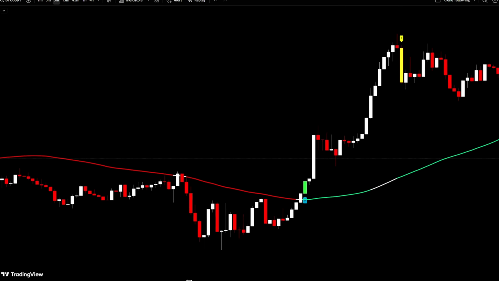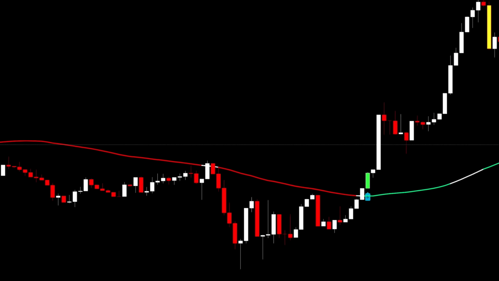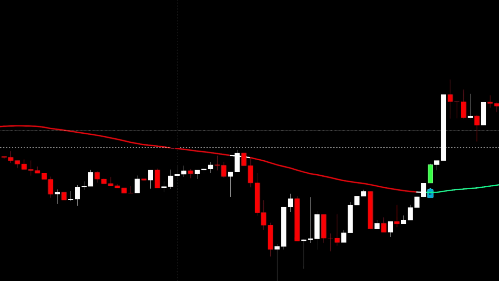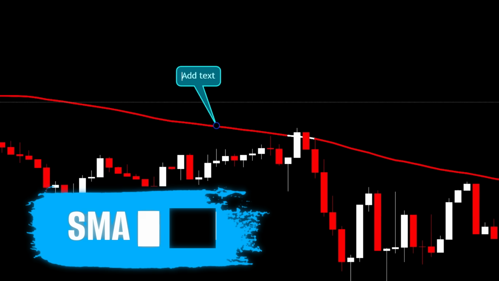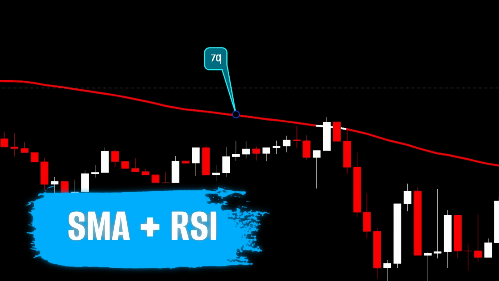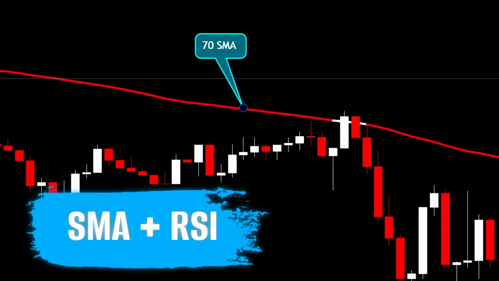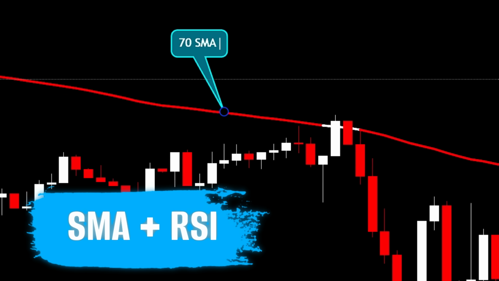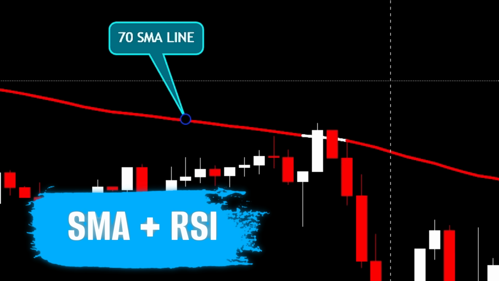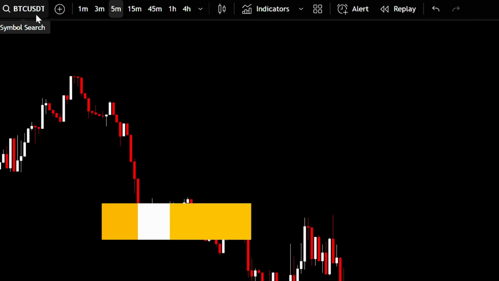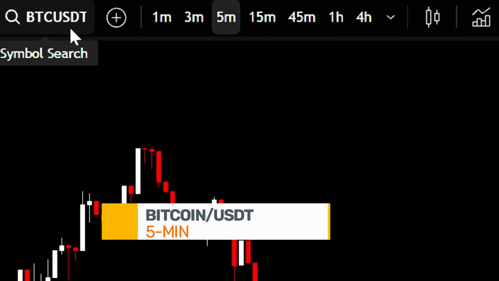The intraday buy-sell indicator combines a moving average like 70 SMA with RSI overbought and oversold conditions. These two elements work together to generate buy and sell signals directly on your chart. Essentially, it's scanning the price for points where momentum lines up with the trend direction. Check out this Bitcoin example with me.